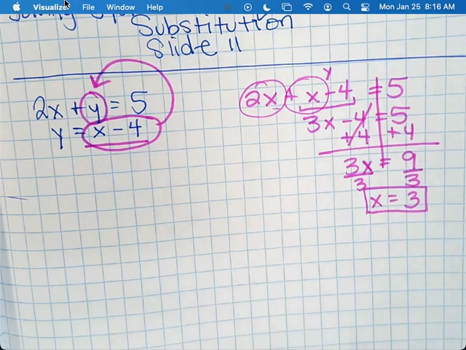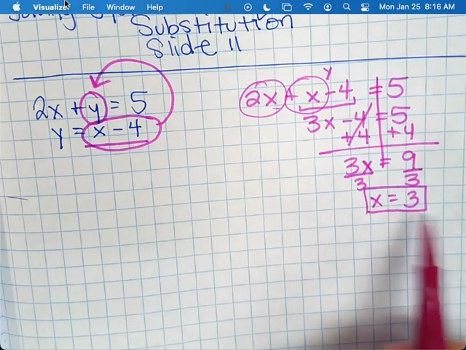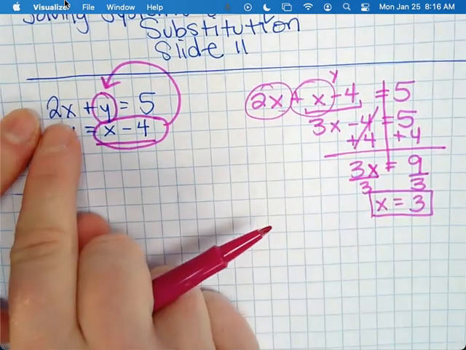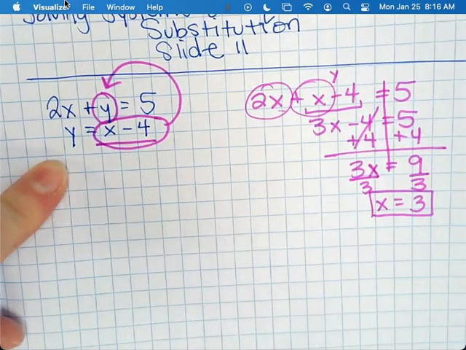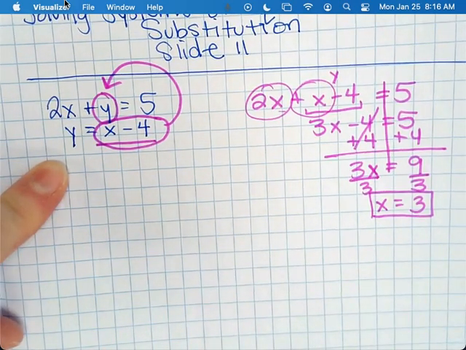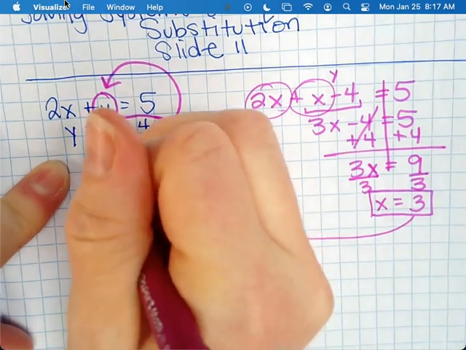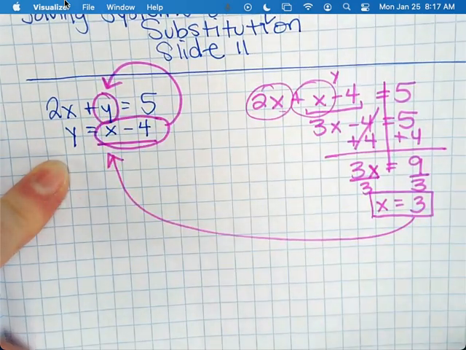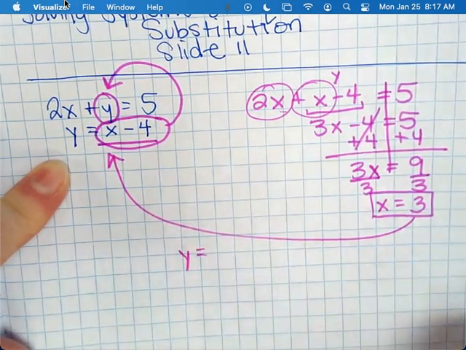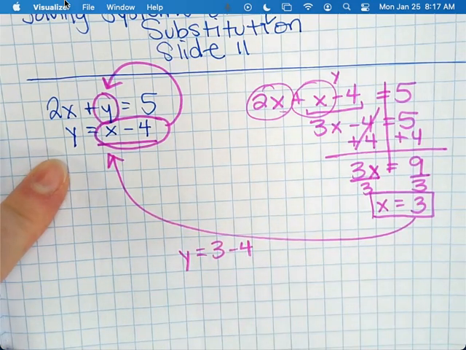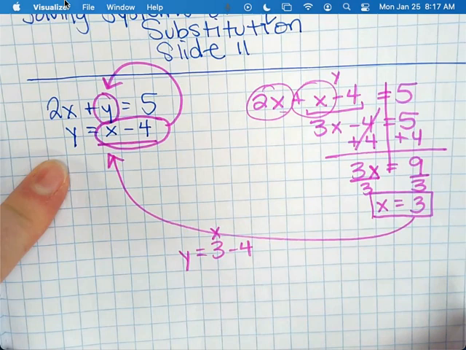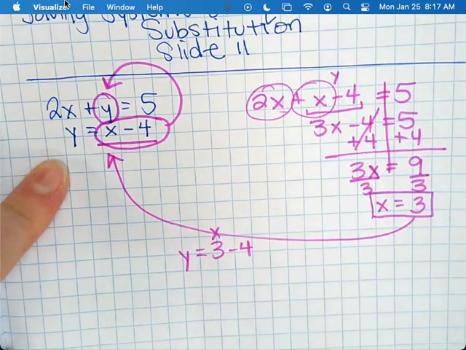Now we need to find y. Would it be easier to plug this into the first one and solve for y, or the second one? The second one, why? Because you wanted to find y. You don't have to do all the other stuff. Yeah, we don't have to do anything else. All we're going to have to do is plug this in for x. So now we have y equals 3 minus 4. Because this was your x. We plugged in 3 for x.